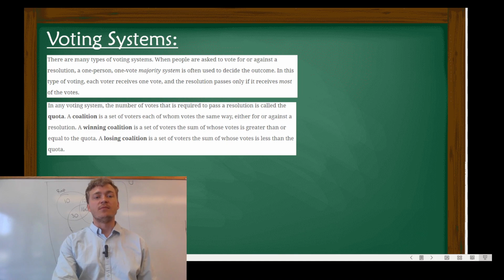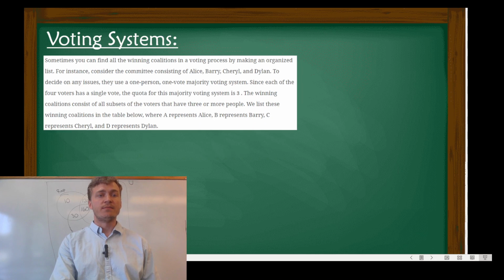In any voting system, the number of votes that is required to pass a resolution is called the quota. A coalition is a set of voters, each of whom votes the same way, either for or against a resolution. A winning coalition is a set of voters, the sum of whose votes is greater than or equal to the quota. A losing coalition is a set of voters, the sum of whose votes is less than the quota. So again, the number of votes that is required to pass a resolution is called the quota. Do we reach that number or do we not?